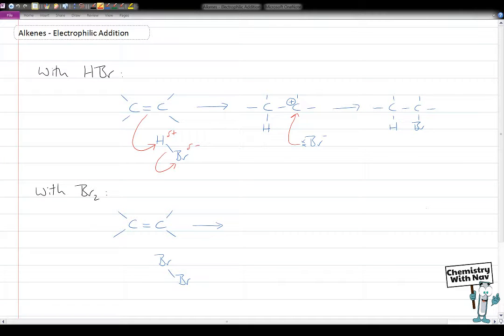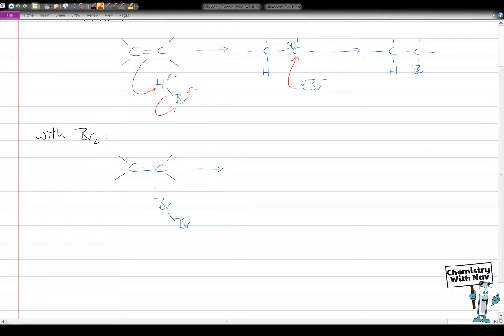However, with the Br2 we see something just slightly different, because if we want that mechanism to start and to behave in exactly the same way, then we need to have a polar molecule, but we know that Br2 is not polar. So where does that dipole come from? Well, we get something called an induced dipole. As the bromine molecule approaches the alkene, the electrons in the bond are pushed away from the nearest bromine. So in other words, that closest bromine becomes slightly positive and the furthest bromine becomes slightly negative. So that's where the dipole comes from.